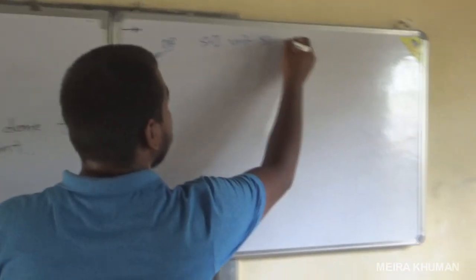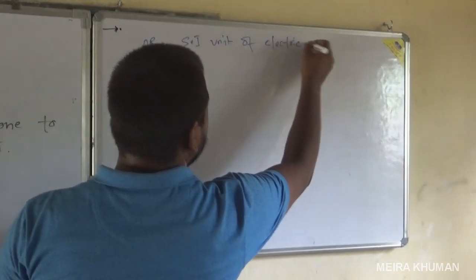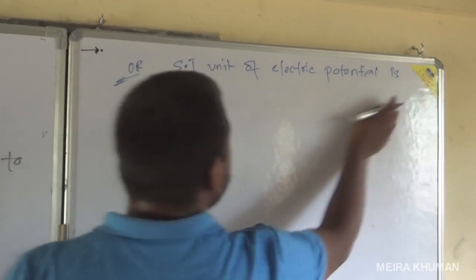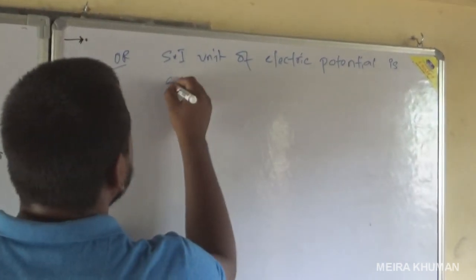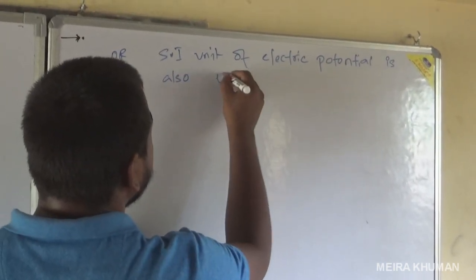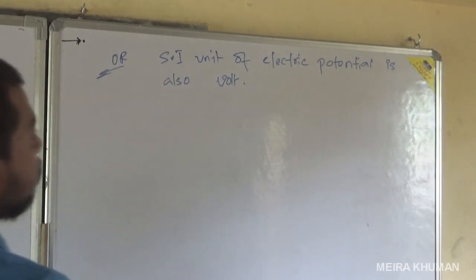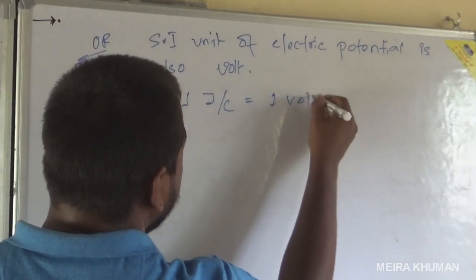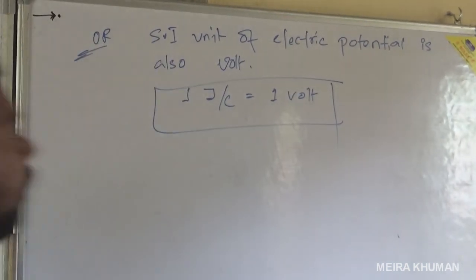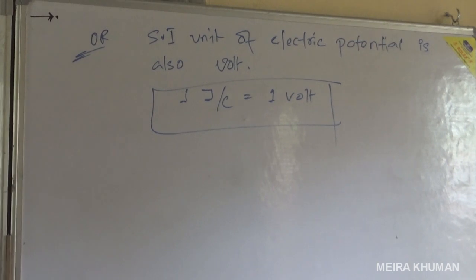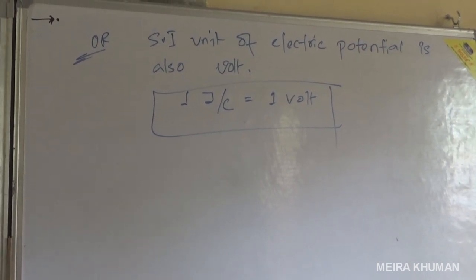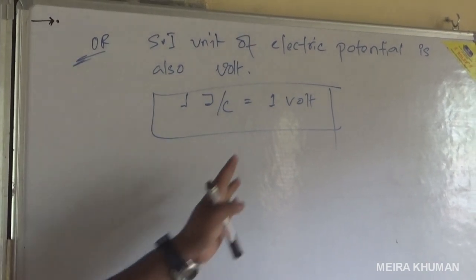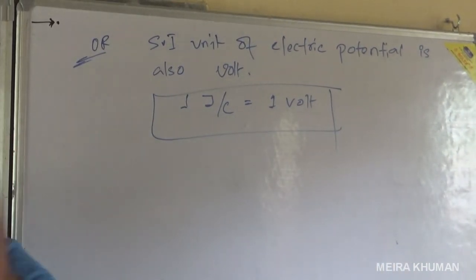The SI unit of electric potential is also volt. Is also what? Volt. So that means 1 joule per coulomb is also equal to 1 volt. That you must keep in your mind. So there are two units that we are going to use for electric potential. Number one is joule per coulomb, or simply volt. Clear? So 1 joule per coulomb is equal to 1 volt.